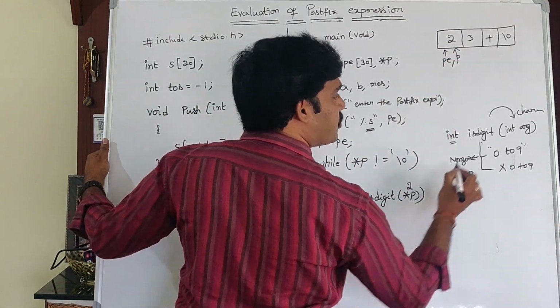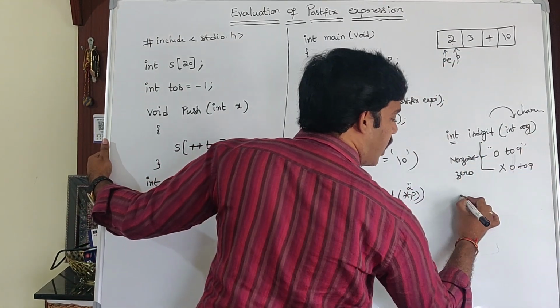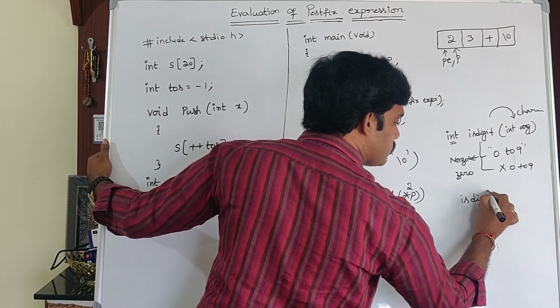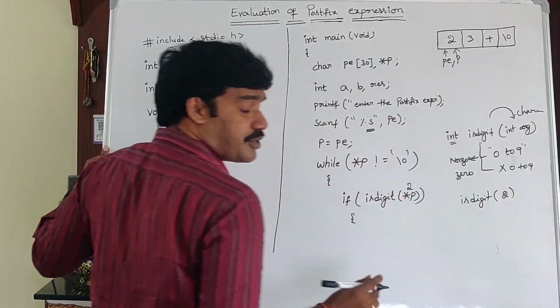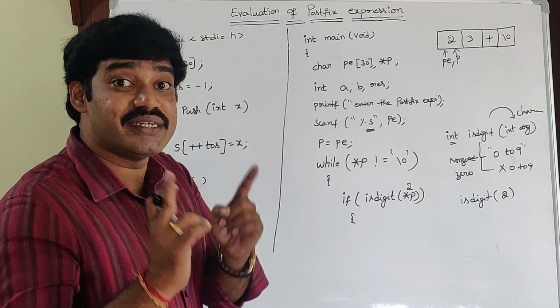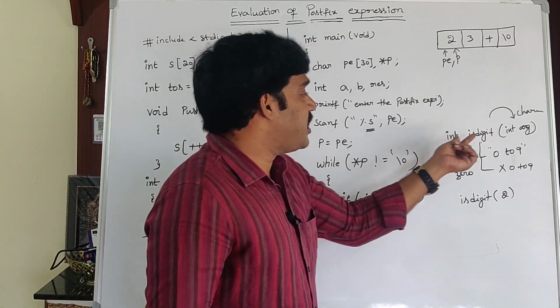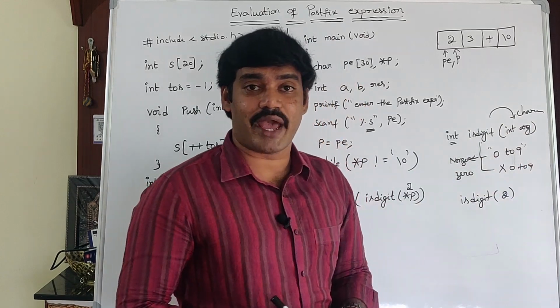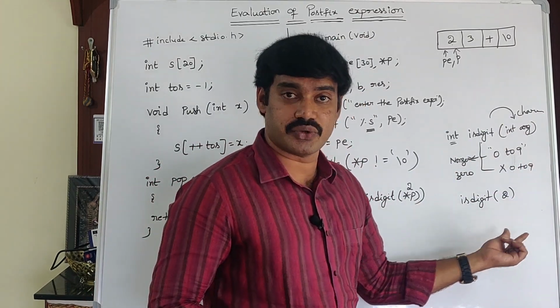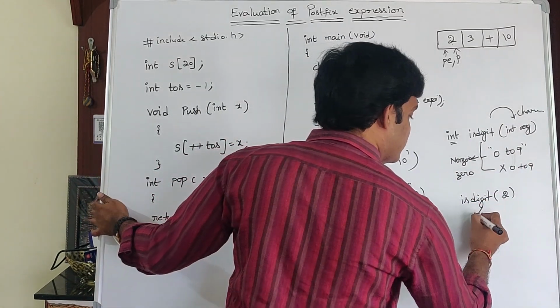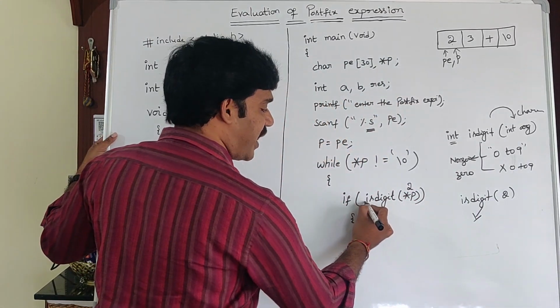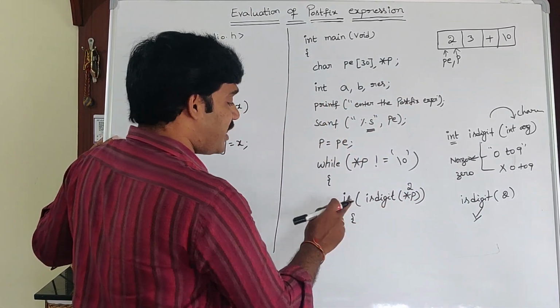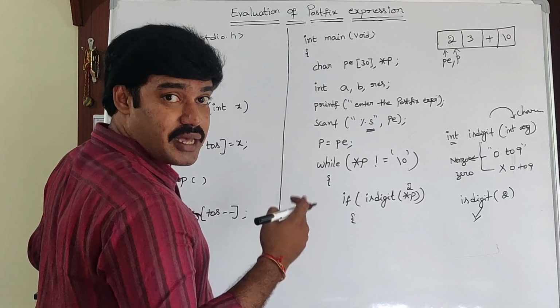isdigit of 2. Here 2 is not a digit, 2 is a character constant. So the isdigit function checks whether the given character is between 0 and 9 or not. Yes, it is between 0 and 9. That's why it returns a non-zero value. A non-zero value means the condition is true, so push this operand into the stack.